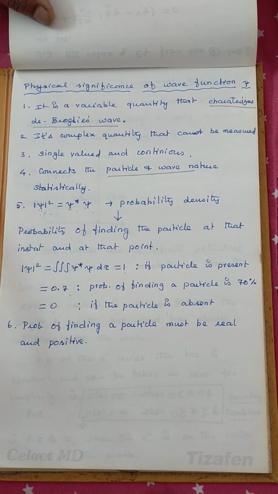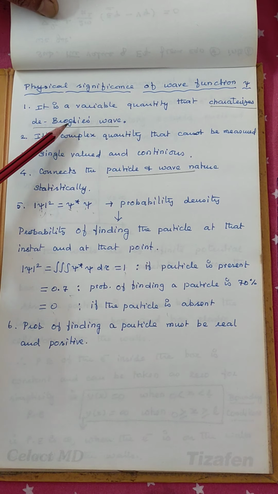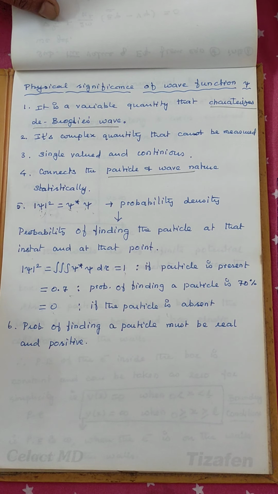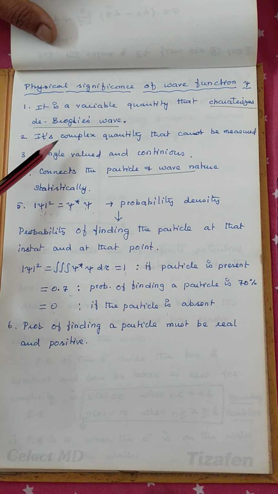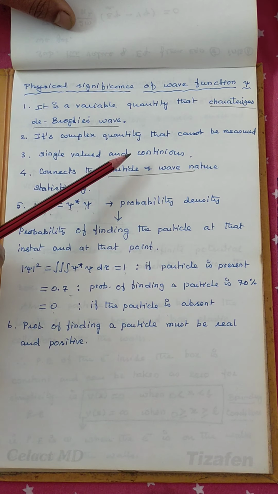And it is a variable just like x, y, z or theta, phi. Psi is a variable quantity. It characterizes the de Broglie wavelength. That means it connects the wave nature and particle nature statistically. It is a complex one. Complex means psi is equal to x plus iy or 3 minus i into 4. Just like that, a complex quantity consists of the factor i in it, and it cannot be measured directly. It is single valued and continuous.